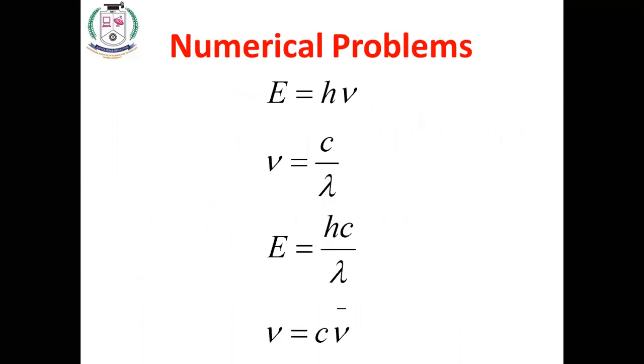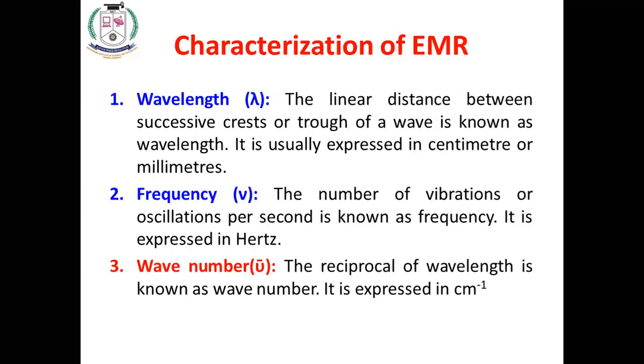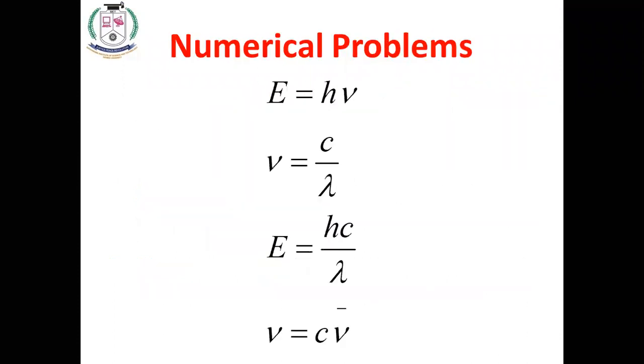We will be having numerical problems based on these conversions, lambda to frequency, frequency to wave number, and energy. Mostly we will use these formulas. E is equal to h nu, where E is energy, h is Planck's constant, nu is frequency, and frequency is equal to c by lambda. Even E is equal to hc by lambda, and nu is equal to c nu bar. Even for force constant determination, we use nu is equal to c nu bar. Here c is the velocity of light.